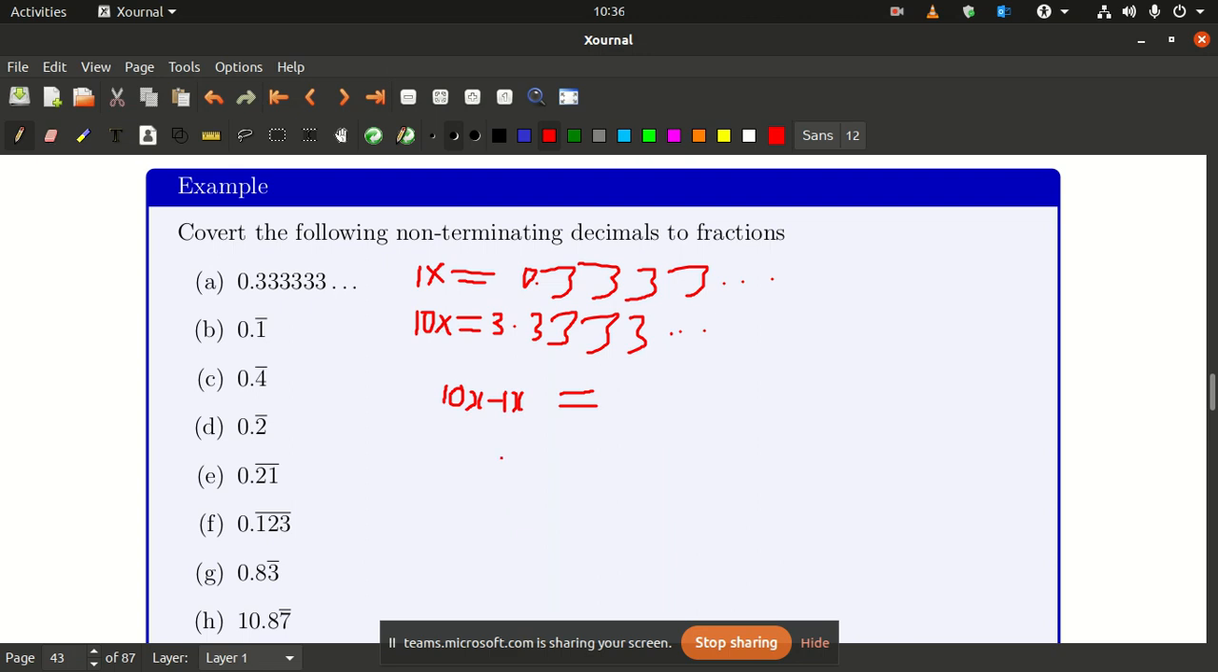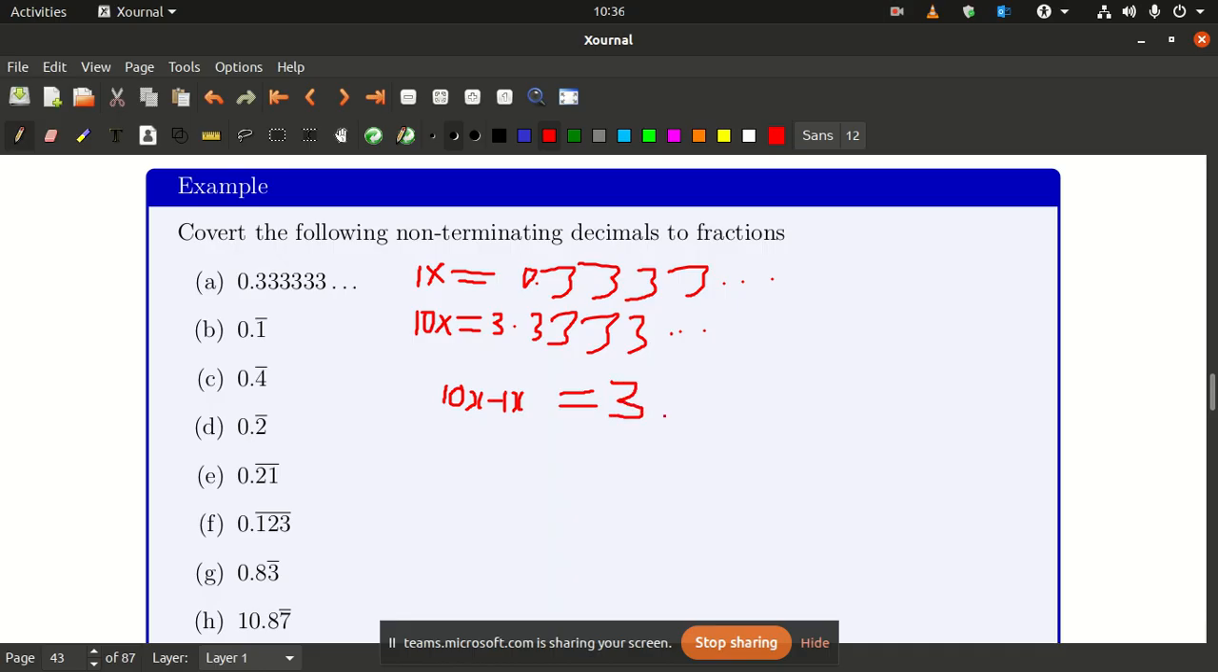Anyone who's getting that part? If you're not getting it, please unmute yourself and say what you want to say. See, some are getting it. Okay, no one is unmuting, so I assume that they actually get this.